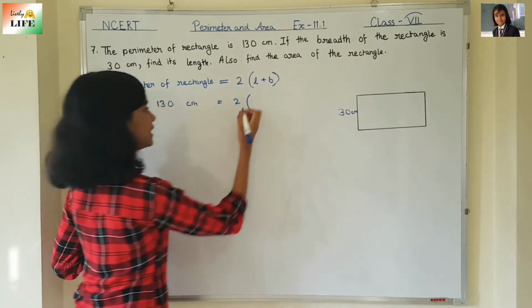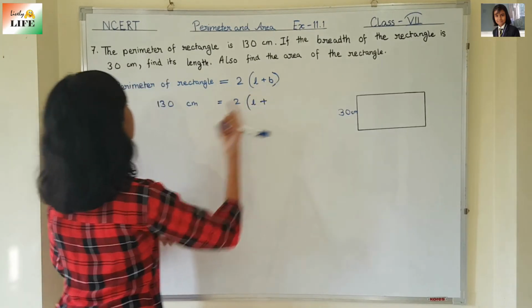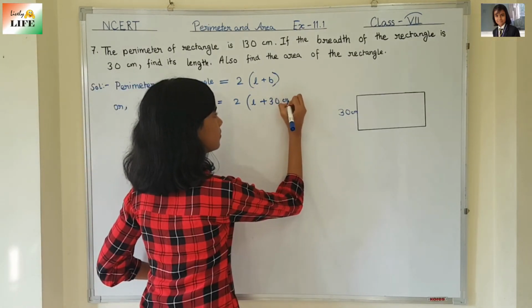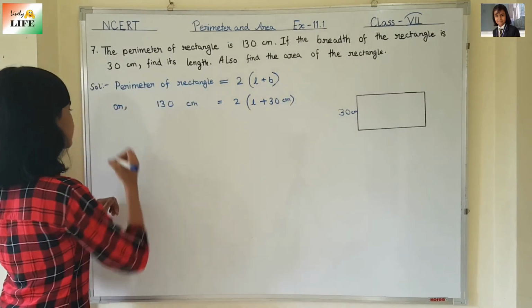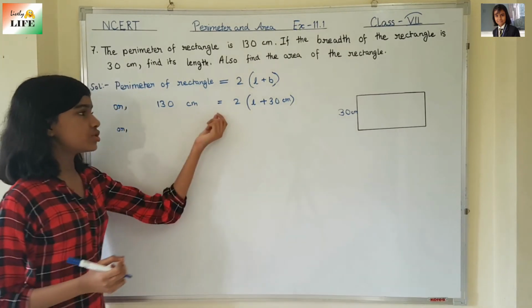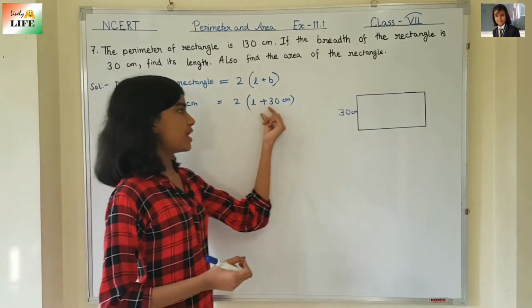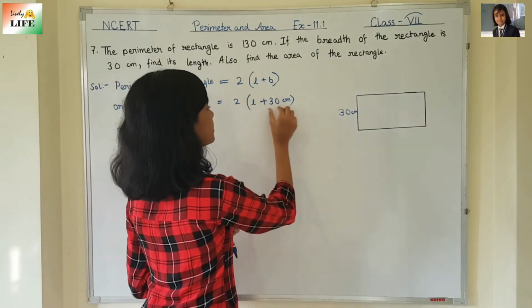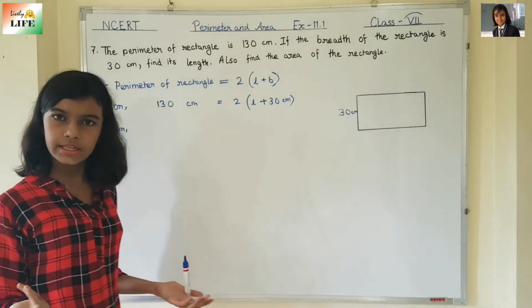Length, we have to find length. L plus, what is the breadth? 30 centimeter. Right? Now, 130 centimeter is equal to 2 into L plus 30 centimeter. We can write this opposite, means 2 into L plus 30 centimeter is equal to 130 centimeter. Both are same.